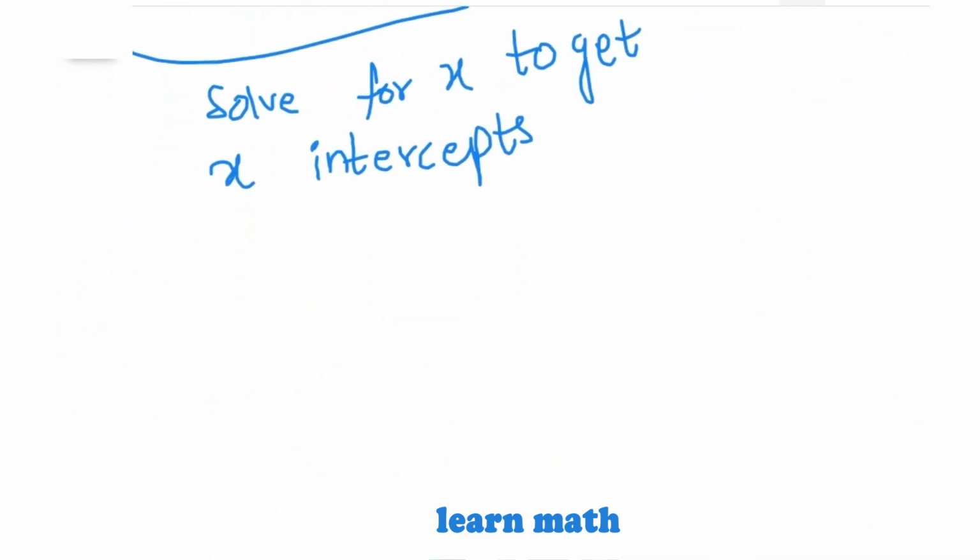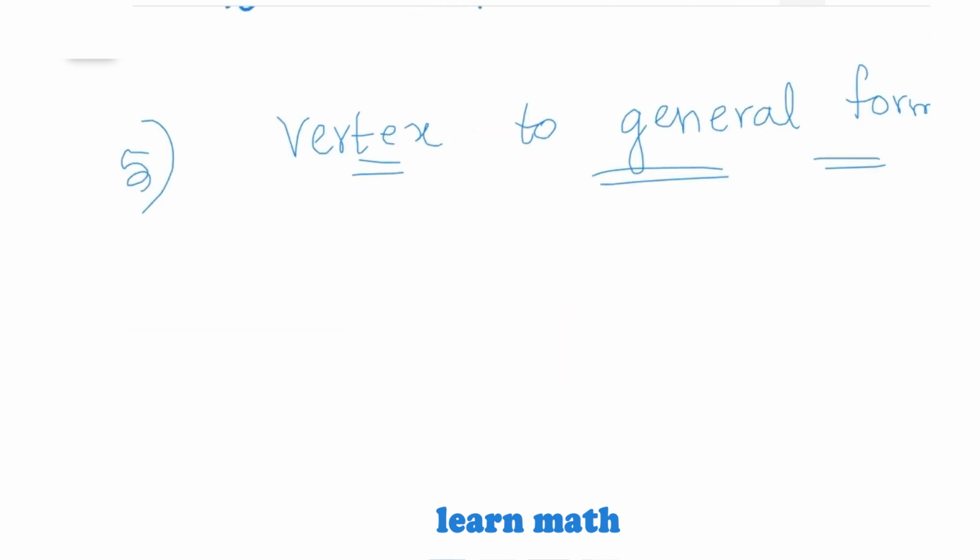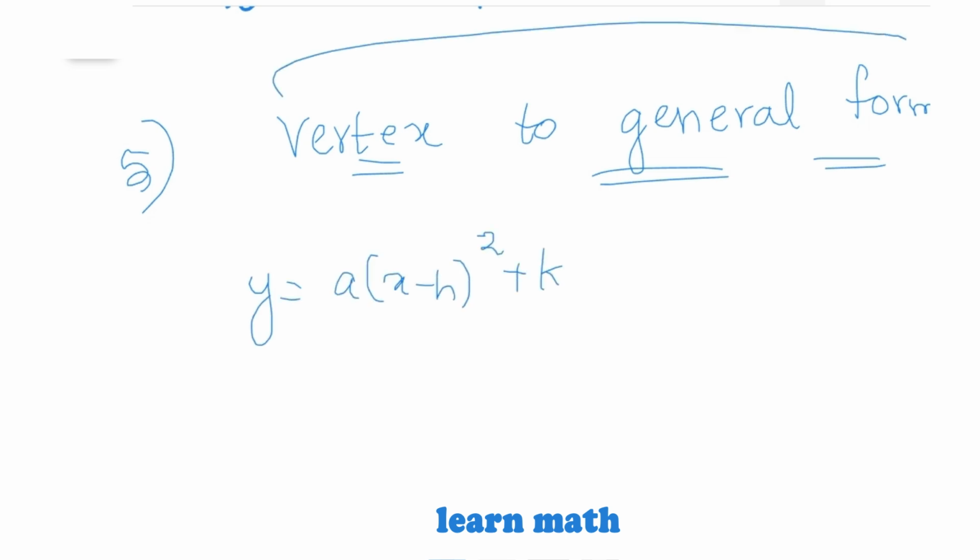So this is about forms. The next point is how to convert, how to transform one form into the other form: vertex to general or general to vertex. These are the two forms. So how to go from vertex to general and how to go from general to vertex. First we discuss vertex to general. This is the vertex form. How can we move on to the general form?